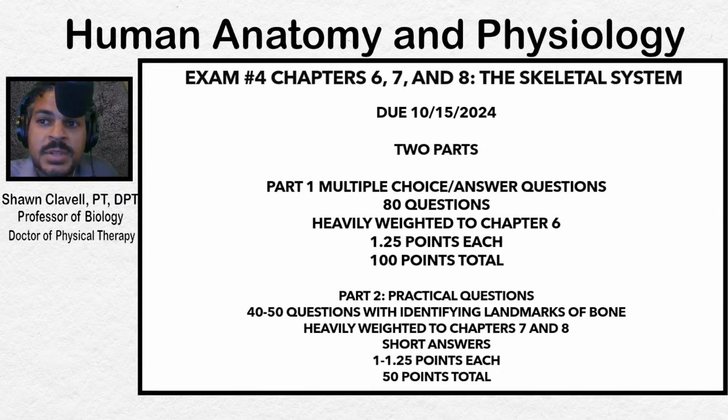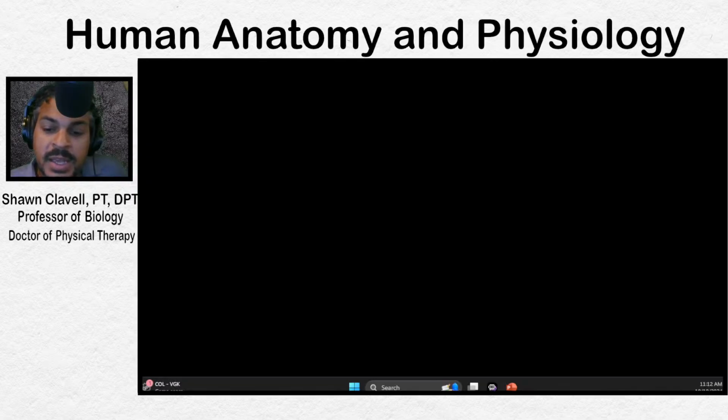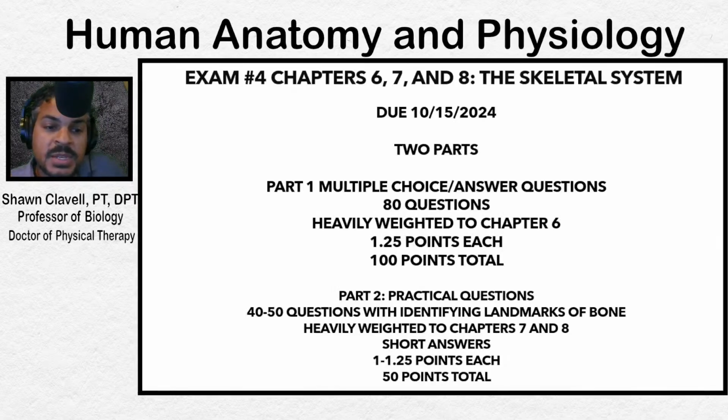So you can see here, just like our previous exam, we're going to have 2 parts to this one. There is a multiple choice section, so it's going to go over chapters 6, 7, and 8, right? So chapter 6, bone as a tissue and the major concepts of the skeletal system. Chapter 7, chapter 8, we're looking at the appendicular and axial skeleton, so all of the bones of the body as well as some of their special features. And so the exam will comprise all of those, chapters 6, 7, and 8.